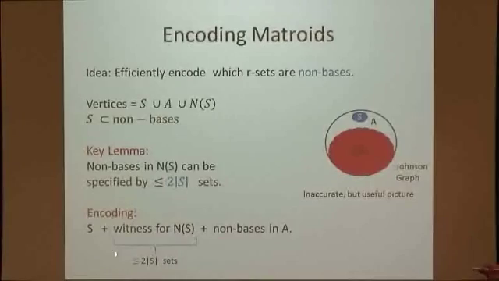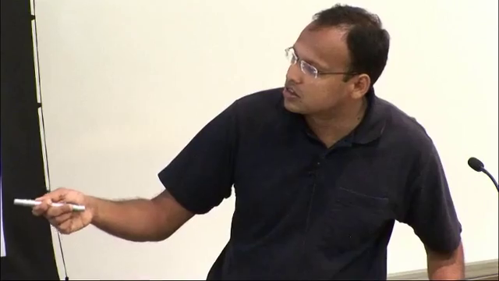Once I prove this lemma, the encoding is clear. I just store my set S and the non-bases in A like previously, and the only difference is that for the non-bases in this neighborhood, it could be many, but I'll just have a very small witness which will tell me which ones. So the total number of bits I use is not too much. I just have 3 times S log n bits plus 0, 1 bits for this.